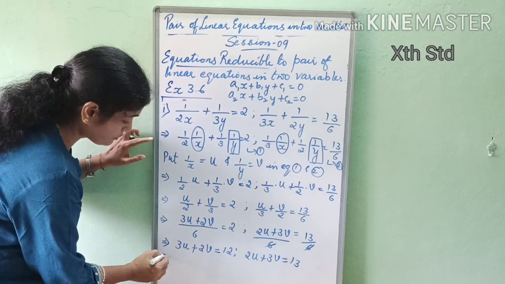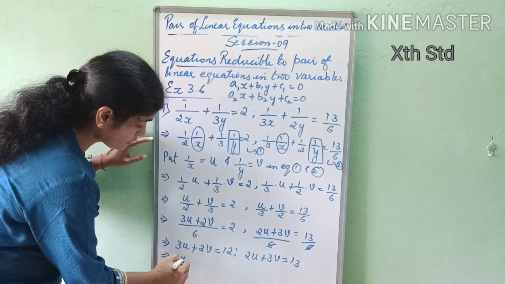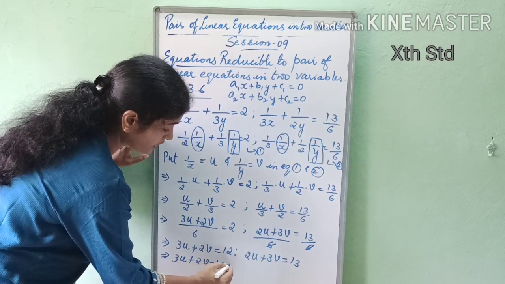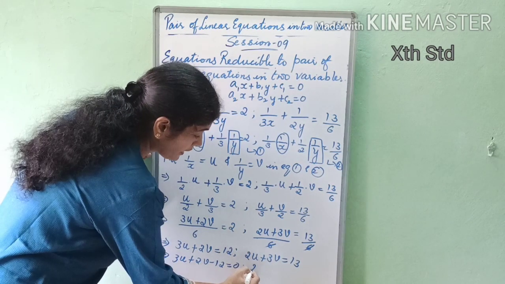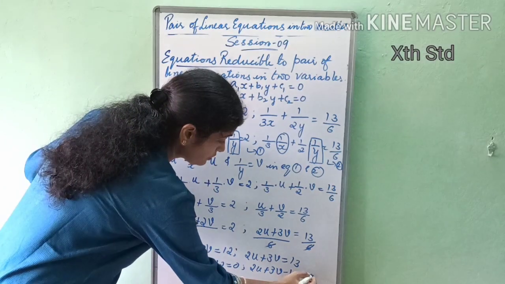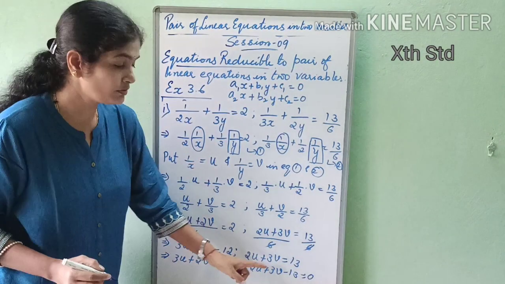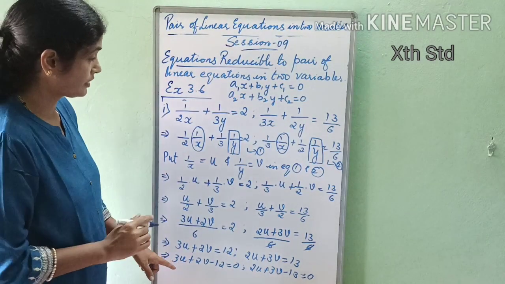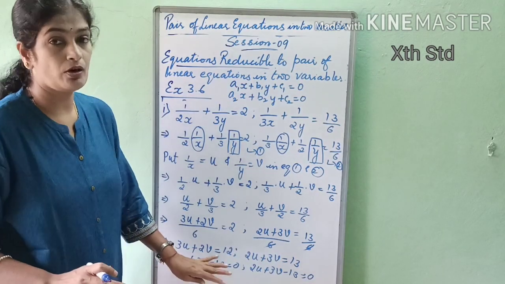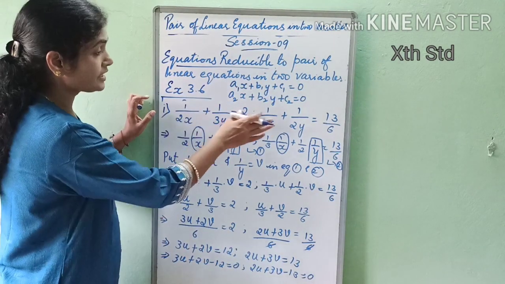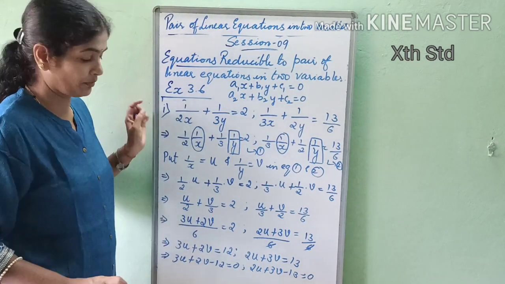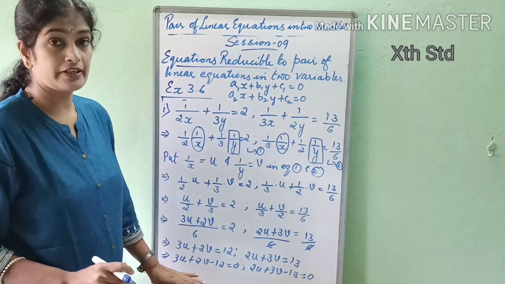Right. The last step, putting them in the standard form. That is 3u plus 2v minus 12 equal to 0, and 2u plus 3v minus 13 equal to 0. So these two are the equations. From this, it is being reduced into the standard form of linear equations. So these are the equations which are reducible into the standard form. So this much we have reduced now to the standard form.